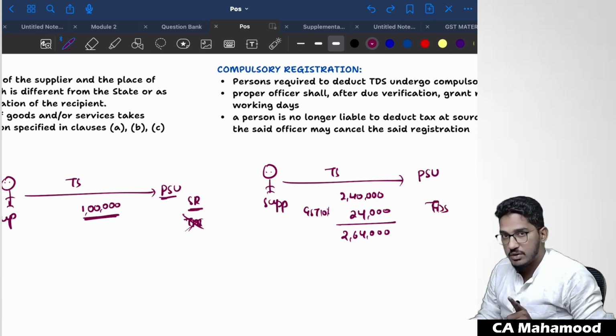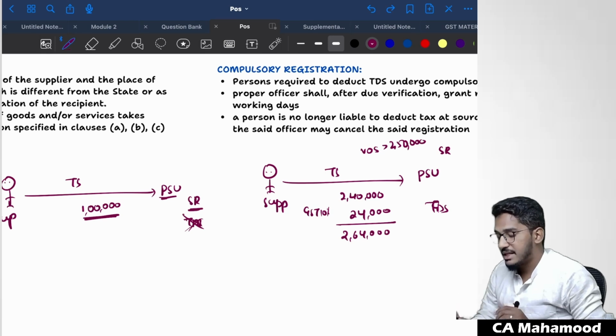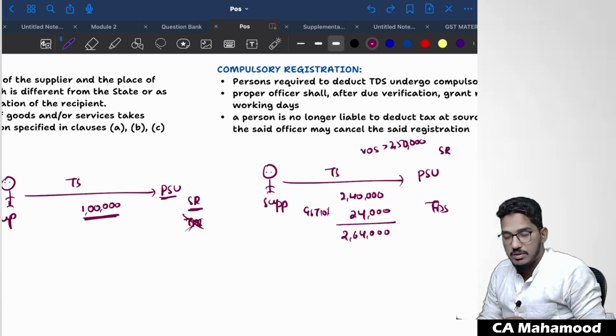So what is the condition for TDS to become applicable? Recipient should be a specified recipient. Value of supply should be greater than 2,50,000. Now you tell me, in this case, will TDS become applicable or not applicable? The answer is TDS will not become applicable.